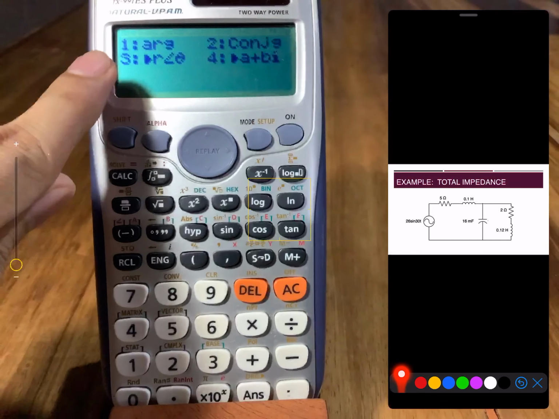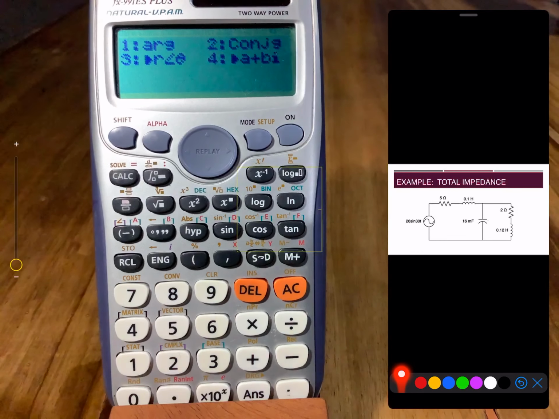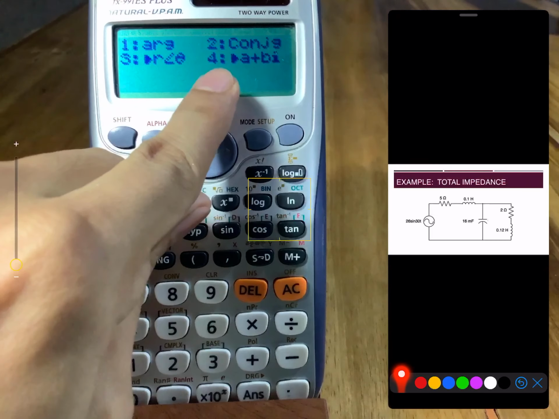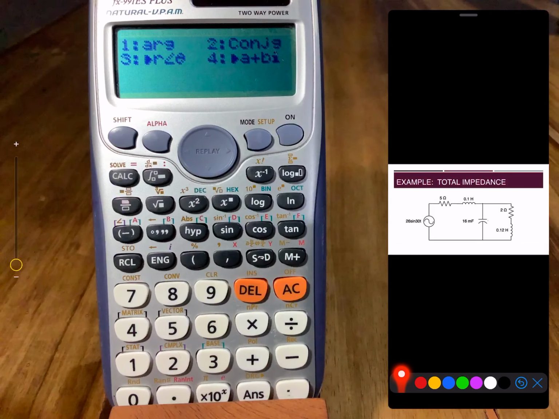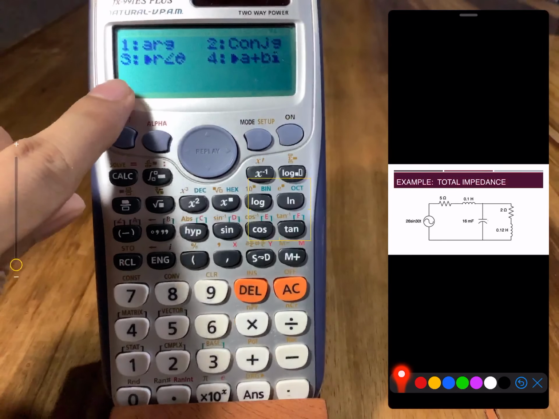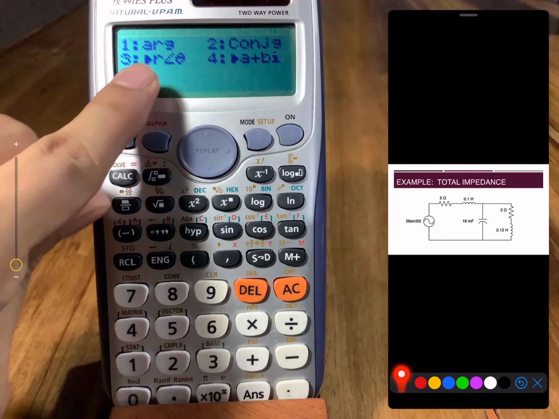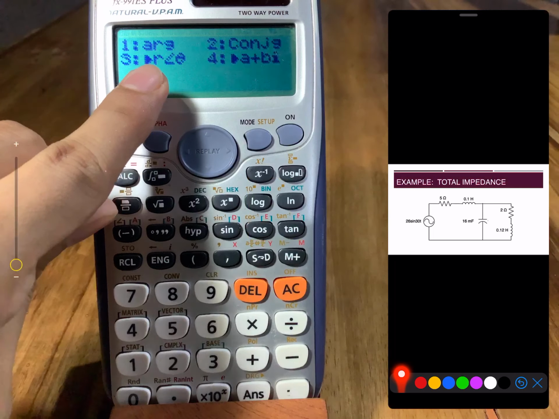So in this case, for number 1, we have the arc function. The arc function is used to get the angle of a complex number. For number 2, we have the conjugate function, so we can perform the conjugate of a complex number. For number 3, we get the polar equivalent of the complex number.